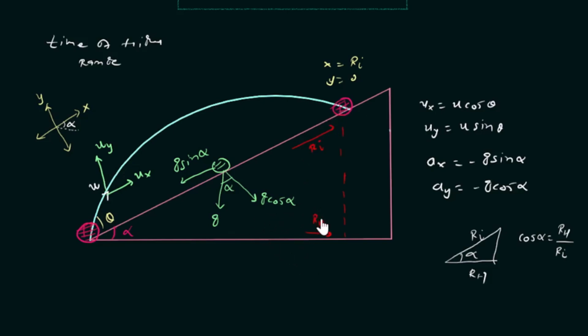Now we have to find range. Here we will find the horizontal range using the formula ux into t, because if you remember from our theory, there was no acceleration along the x direction. That's why, using this formula, you can easily calculate the horizontal range.